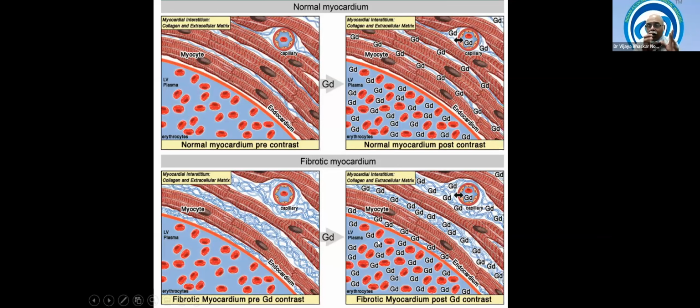Please note, the RBC intracellular compartment is spared, because the contrast we are giving is an extracellular contrast. So into the RBC, the contrast will not go. Remember this point. When we talk about calculation of the extracellular matrix, we'll come back to it.